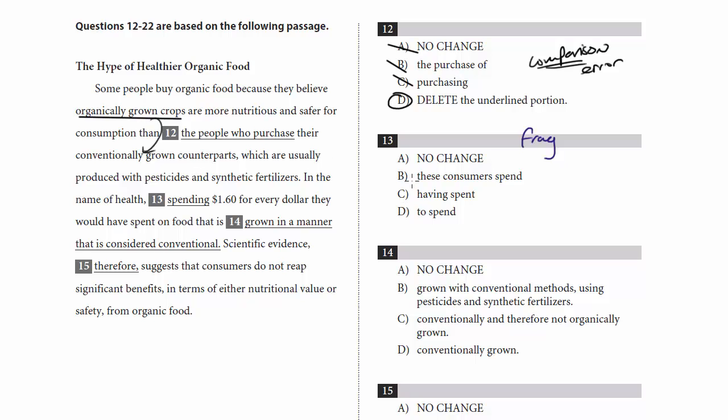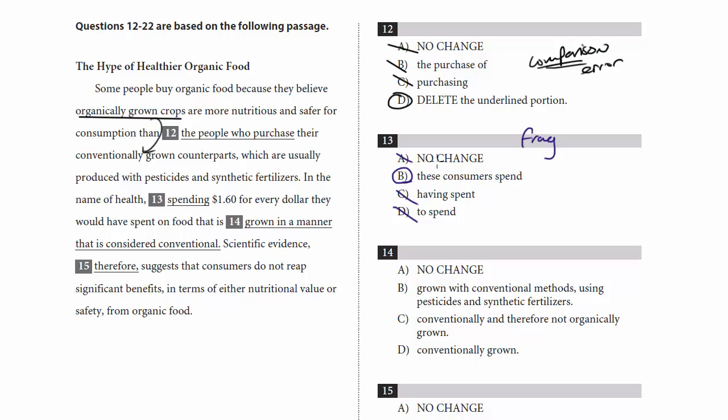So we look at the choices. The only one with the subject is B. These consumers spend $1.60 for every dollar they would have spent on food that is grown in a manner that is considered conventional. So B is perfectly fine because it adds a subject, and the others don't. The others change the verb or the pseudo-verb into different forms, but we're still missing that subject, which is the key to making this no longer a fragment. So this one is B.